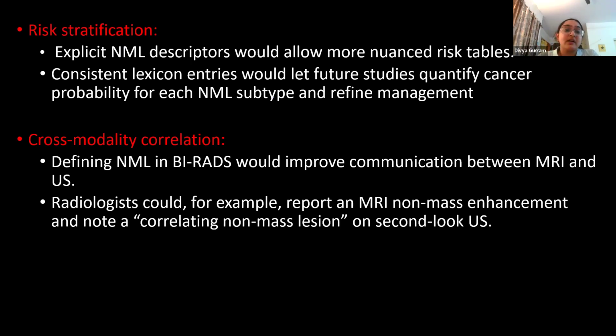And also having a non-mass lesion subcategory within the BI-RADS would improve communication between MR and ultrasound, and also when patients are moving across different setups, which is especially the case in India, where we have a lot of patients referred from peripheries. And radiologists could, for example, report an MRI non-mass enhancement, and they could also note a correlating non-mass lesion on second look ultrasound as well.